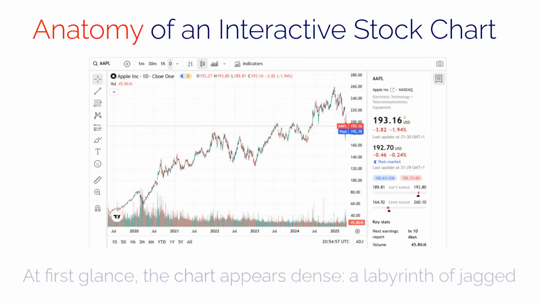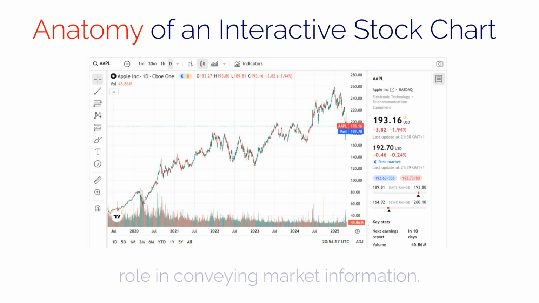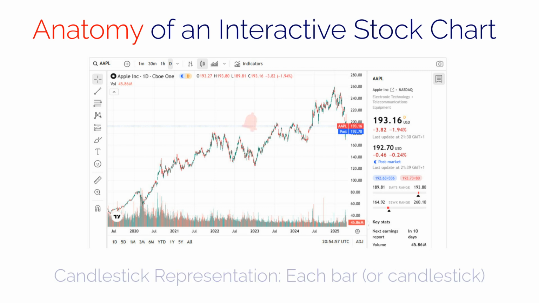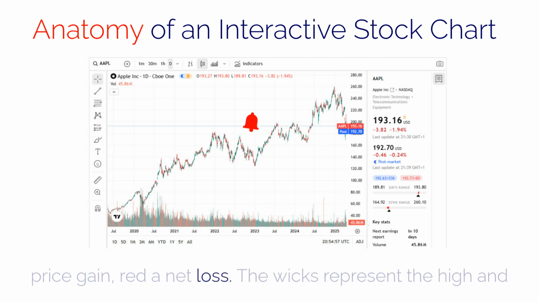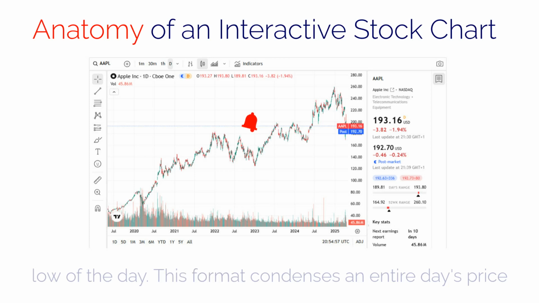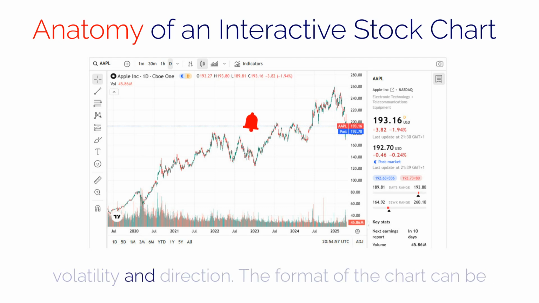At first glance, the chart appears dense, a labyrinth of jagged lines, colors, and mini panels, but each element plays a vital role in conveying market information. Candlestick representation: each bar or candlestick represents a single trading day. Green candles show a net price gain, red a net loss. The wicks represent the high and low of the day. This format condenses an entire day's price narrative into a compact visual, helping analysts see both volatility and direction.